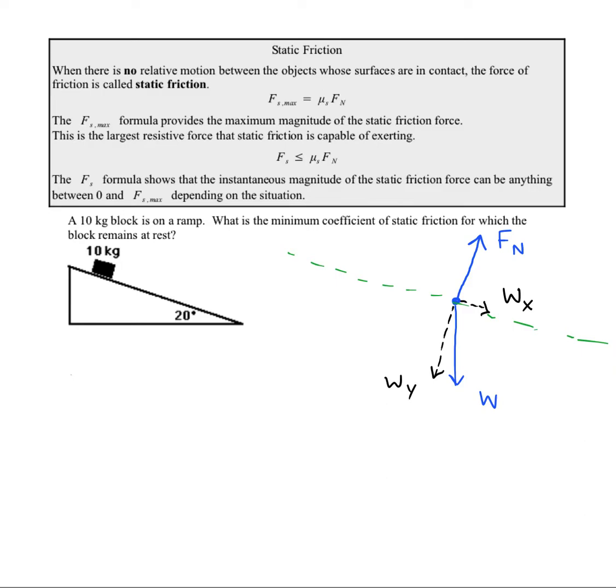And now, why is the block motionless? Well, there must be a friction force equal and opposite to Wx. But this time, we're going to call it F with a little s subscript, meaning static friction, as opposed to kinetic friction. Now, why is it static? Because the object is at rest. It's not moving.